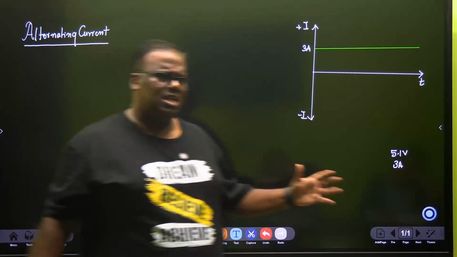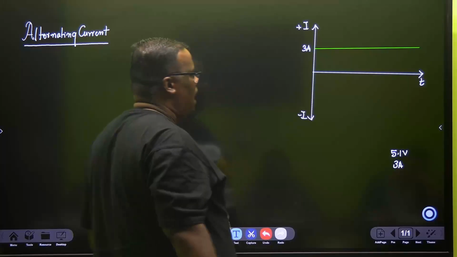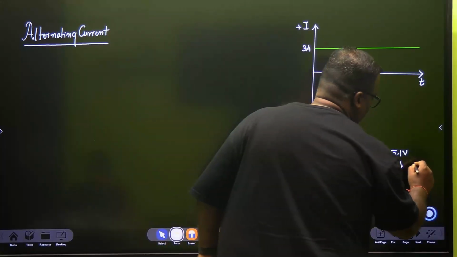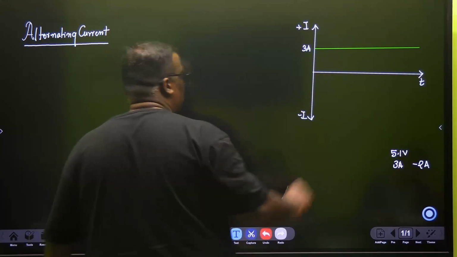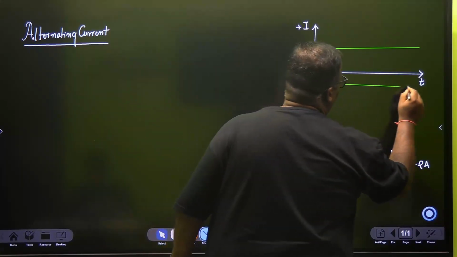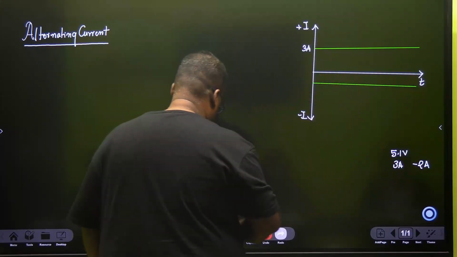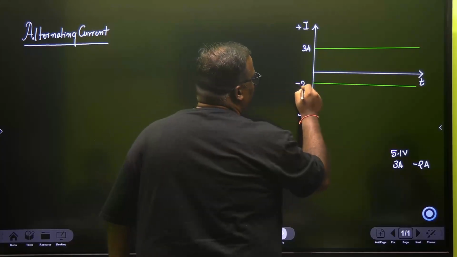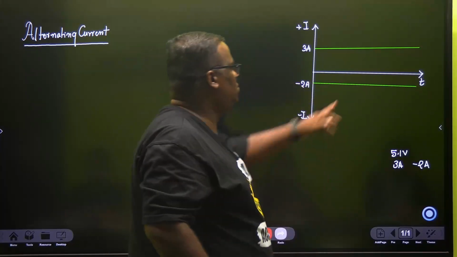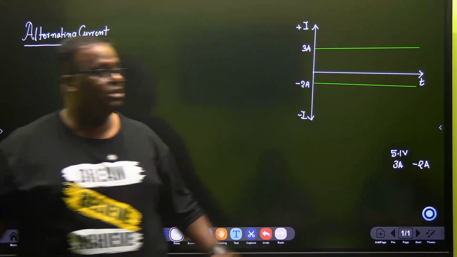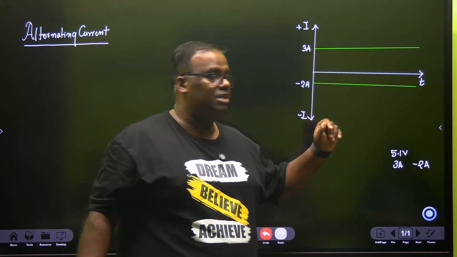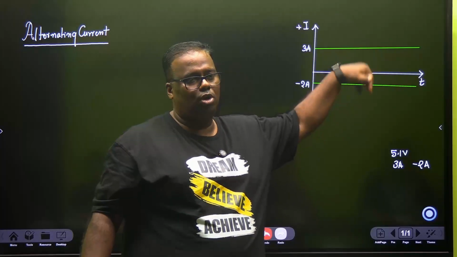Okay. Say in some of my project work, I need a current which is a negative 2 ampere current, right? A negative 2 ampere is somewhere here. Now this is also a direct current, because this current is not changing its polarity. Polarity means the current is not dipping from top to bottom.